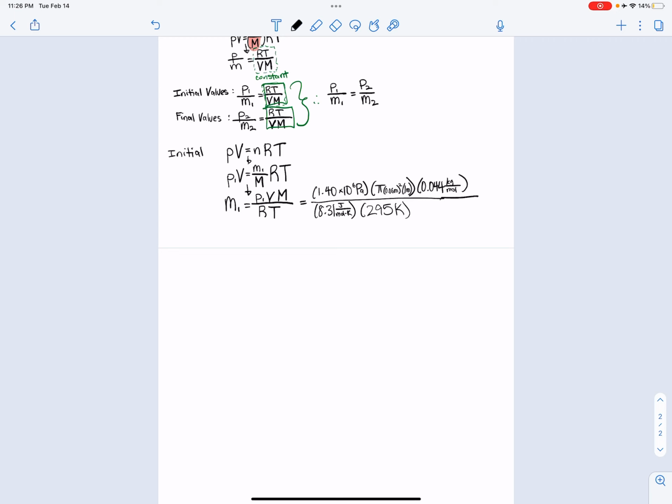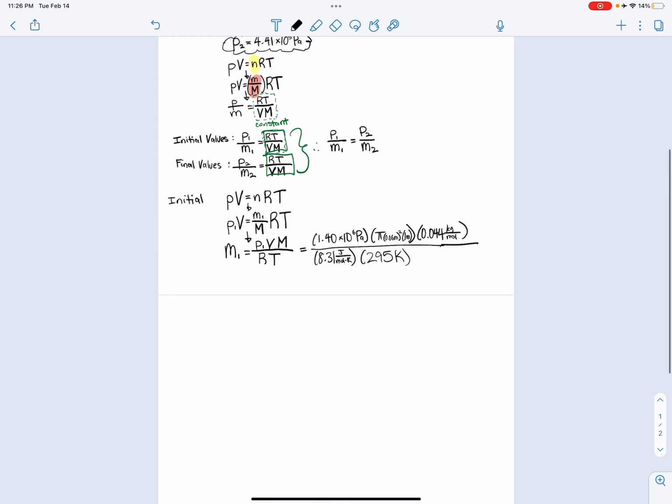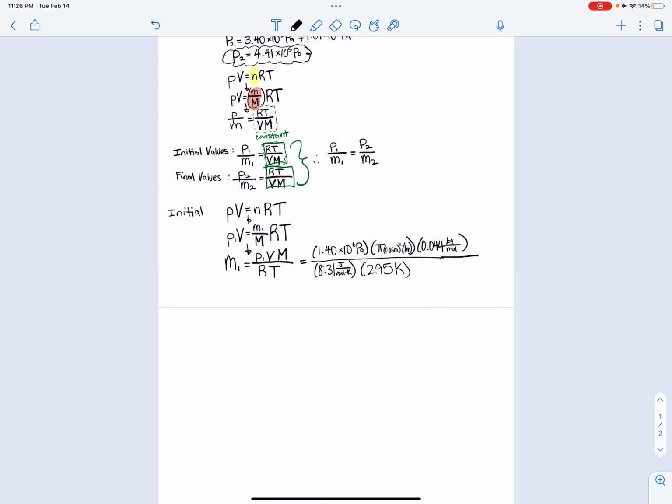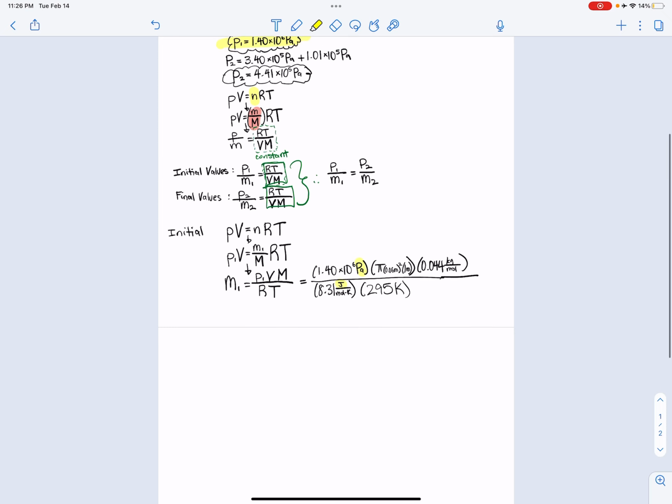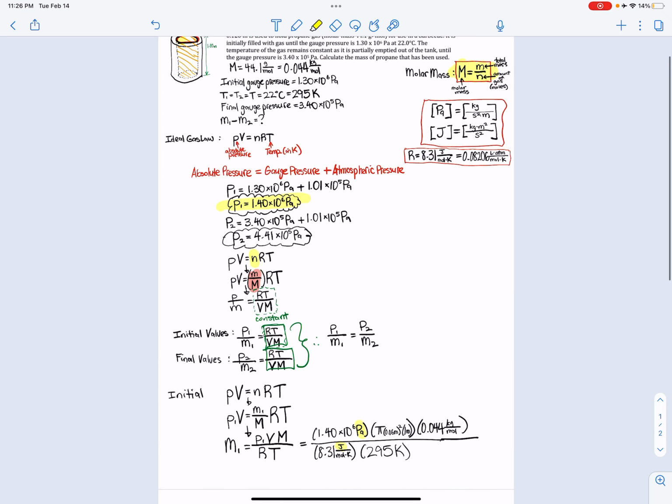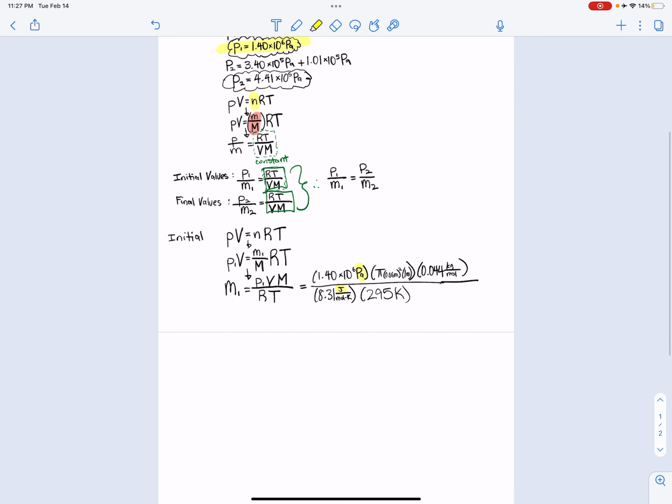So I could now solve for my initial mass in the tank. But I want to get kilograms as a final unit, and I see that for some reason I have pascals and I have joules, right? And I just want to get rid of that. So I'm going to convert pascals to kilograms per second squared times meter, and I'm going to convert joules to kilograms times meter squared over second squared, okay? All right, so I'm going to do that.